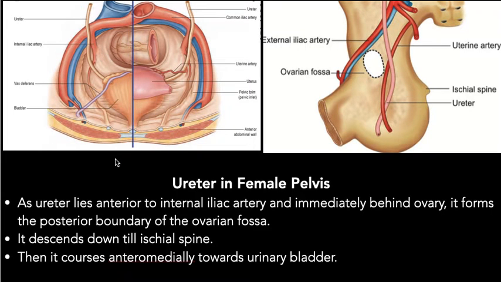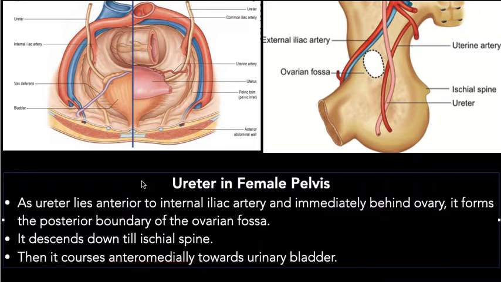Now, very important is the ureter inside the female pelvis, right? The ureter lies anterior to the internal iliac artery. You can see this is the internal iliac over here. You can see the common iliac. This is the internal iliac and this is the external iliac. This ureter is lying anterior to it, right?